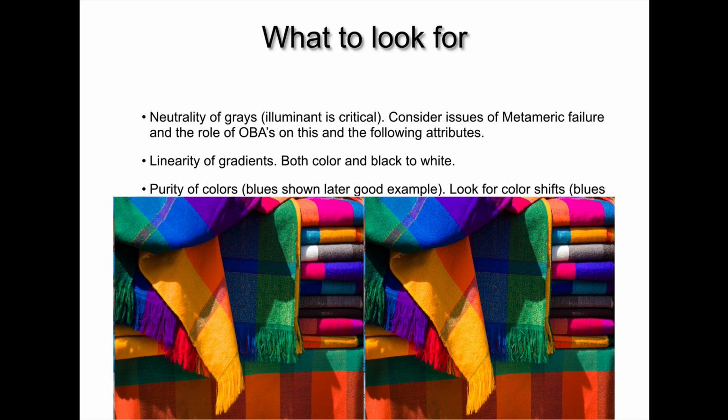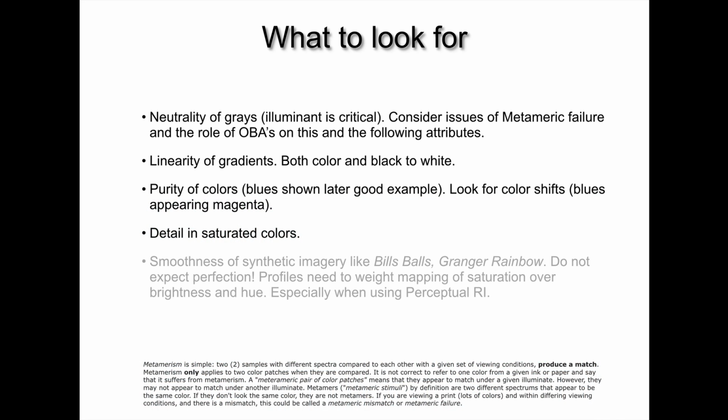Detail in saturated colors. In the gamut test file that you saw previously, there's an image of very saturated cloth. What you want to be able to see is the texture of that cloth. You want saturated colors, but you don't want a big blob of color that doesn't show the detail in those cloths. So that's something to look forward to.